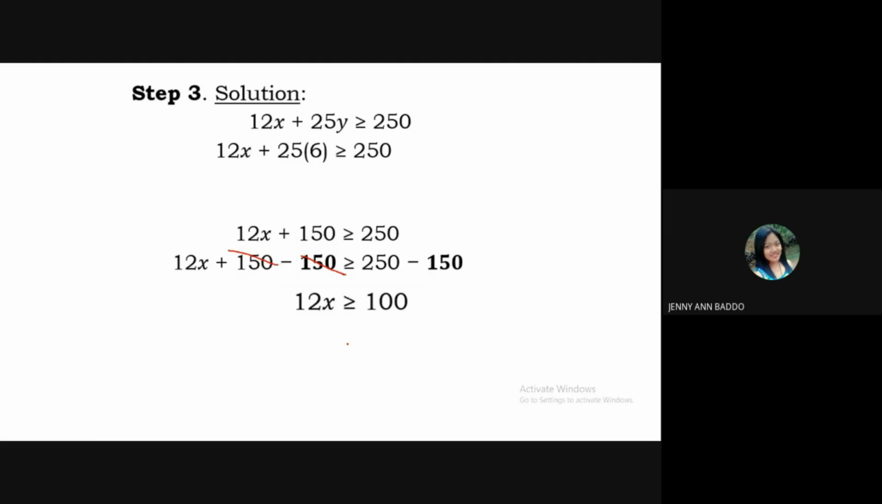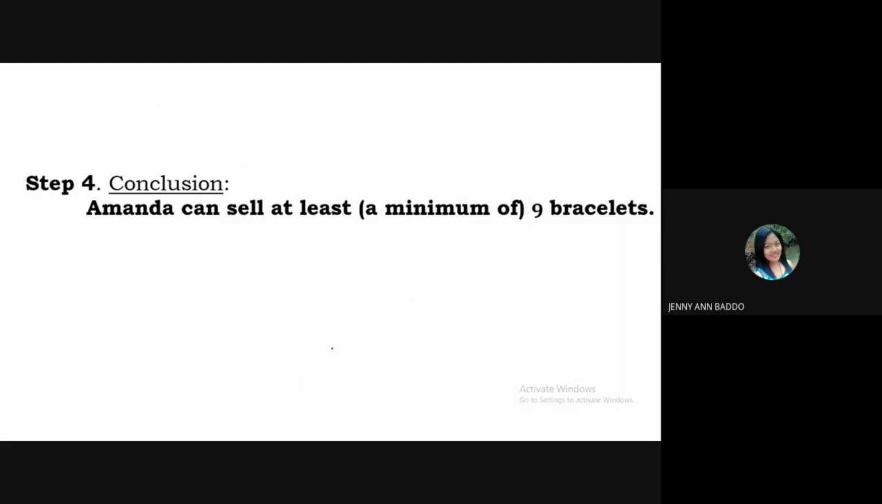Now divide both sides of the inequality by 12. So we have x is greater than or equal to 8.33. That means Amanda can sell at least, or a minimum of, 9 bracelets.